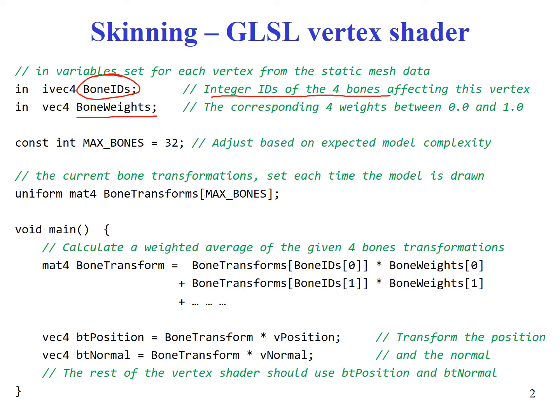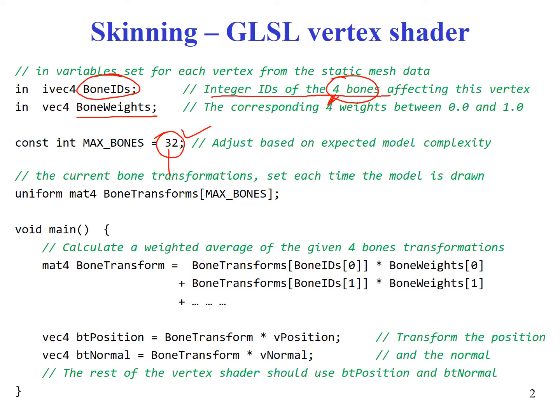We have another in vector that specifies the bone weights, the weights by which each of these 4 bones is going to be affected. And we initialize a constant that specifies the total number of bones that we have. If we have a more complex object, we'll have a larger number of bones. This is different from the 4 bones that we want to affect with every weight.